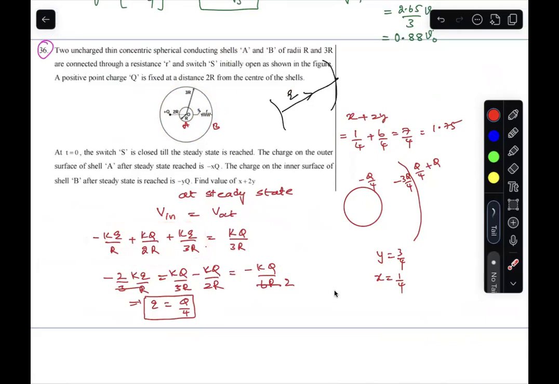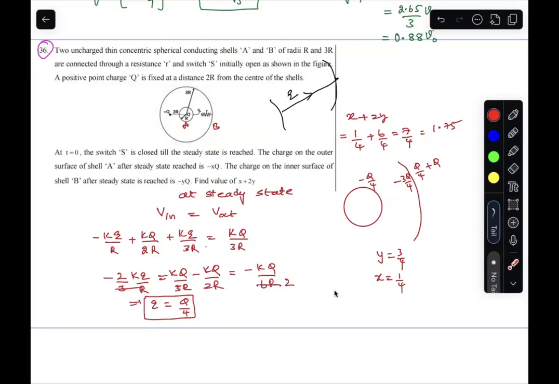What is the potential on the outer one? Forget about all. This entire enclosure contains Q charge. Therefore, the potential of this is kQ by 3R. Solving which I got q as Q by 4. Finally, inside minus Q by 4. Outside, this is how it distributes. Remember, outside distribution goes like this.